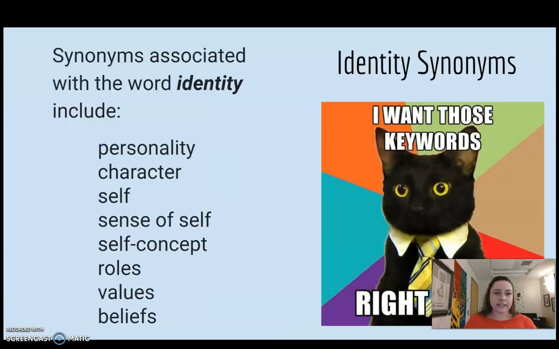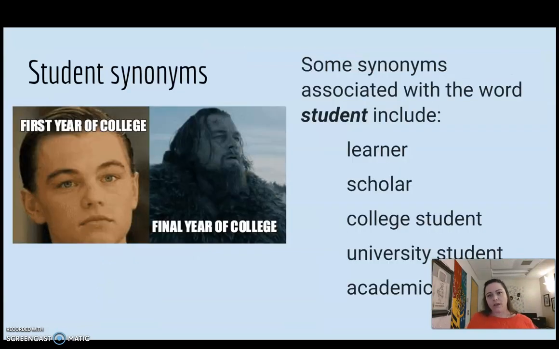So you can try lots of varieties. Some synonyms associated with identity, and you should take notes because you'll need to use these too, are personality, character, self, sense of self, self-concept, and also roles, values, and beliefs might also help you here. Those are a little bit tangential, but they still may help. Synonyms associated with student that you can use as alternatives are learner, scholar, college student, university student, or academic. There may be more, but those are some that I came up with.